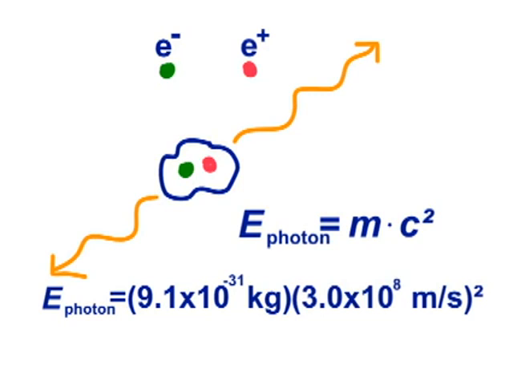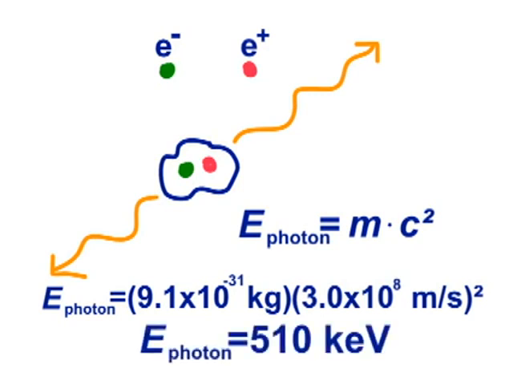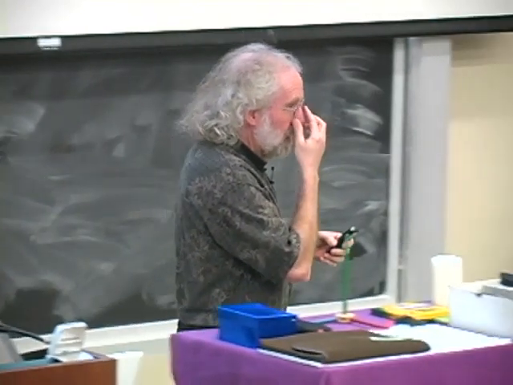And if I solve it out, I get 510 kiloelectron volts if I convert it to electron volts, which I think we want to. Now here's why that's useful. You can use this in a diagnostic technique called positron emission tomography.